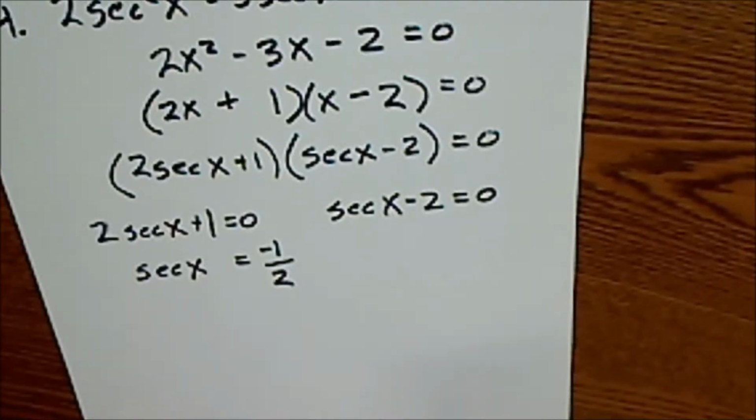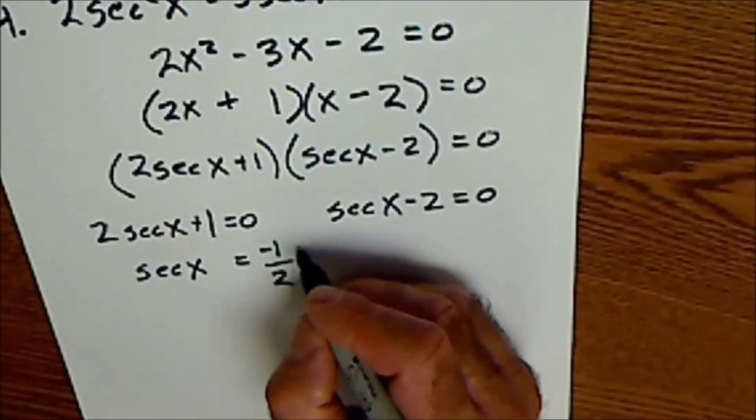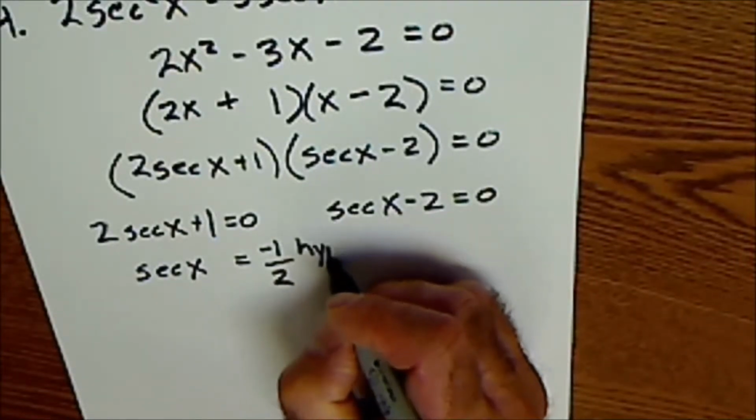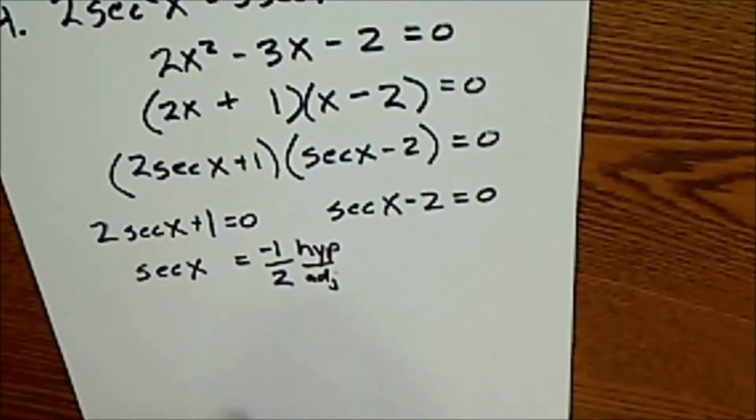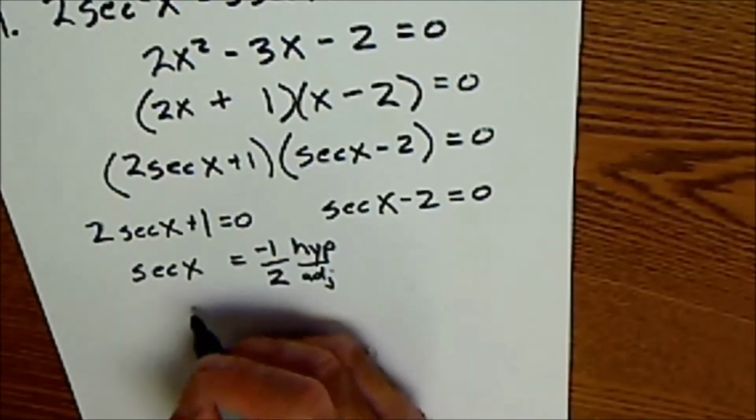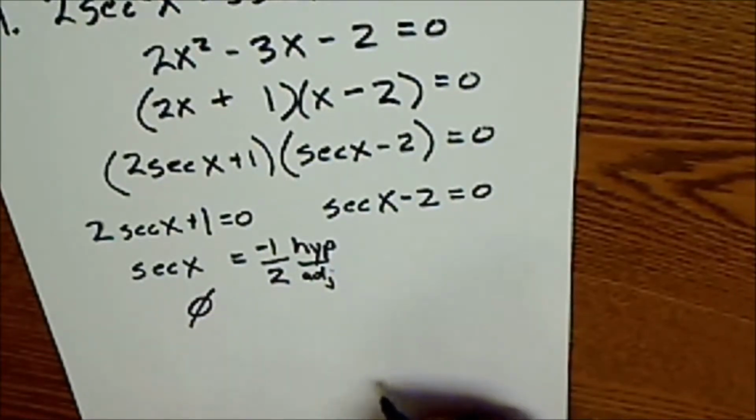So secant of x equals negative 1/2. What I'm saying here is my hypotenuse is 1, my adjacent is 2. That never happens. The hypotenuse is always the longest side, so this is an empty set.